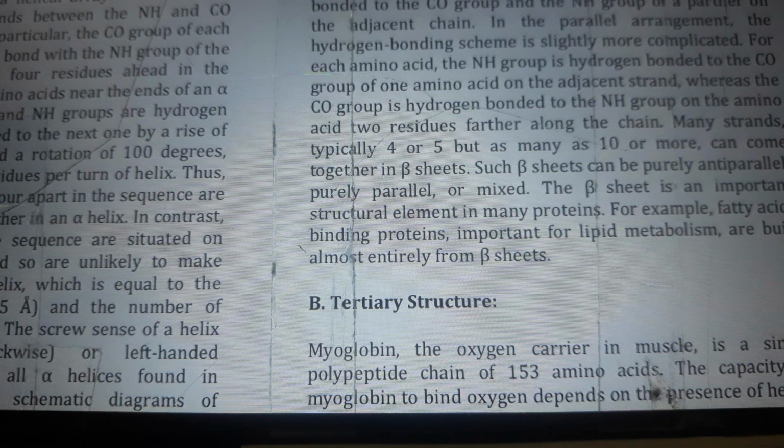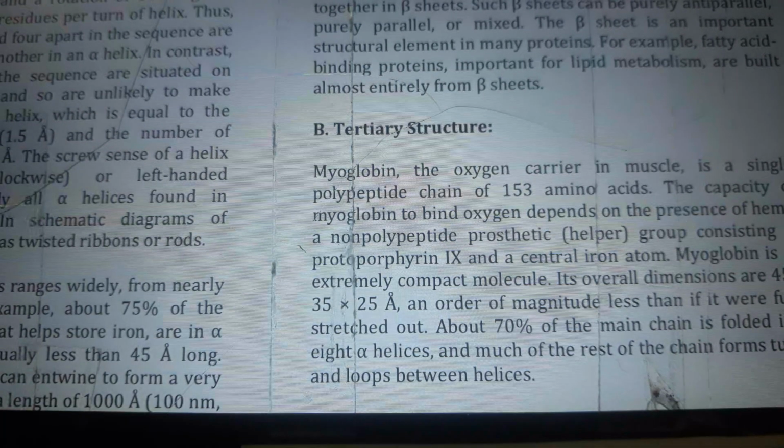For each amino acid, the NH group is hydrogen bonded to the CO group of one amino acid on the adjacent strand, whereas the CO group is hydrogen bonded to the NH group on the amino acid 2 residues farther along the chain. Many strands, typically 4 or 5, but as many as 10 or more, can come together in beta sheets. Such beta sheets can be purely antiparallel, purely parallel, or mixed. The beta sheet is an important structural element in many proteins. For example, fatty acid binding proteins important for lipid metabolism are built almost entirely from beta sheets.